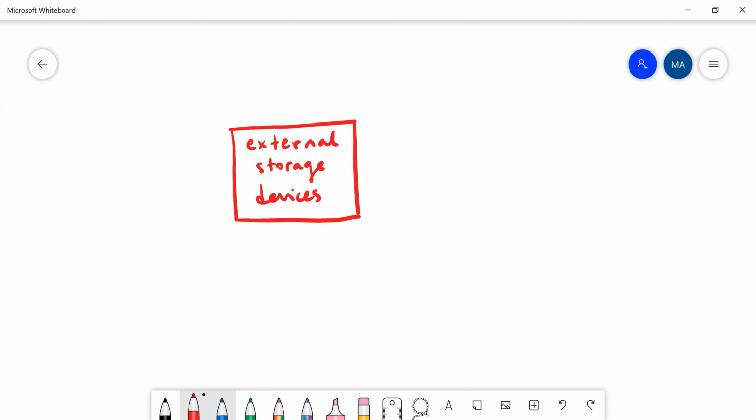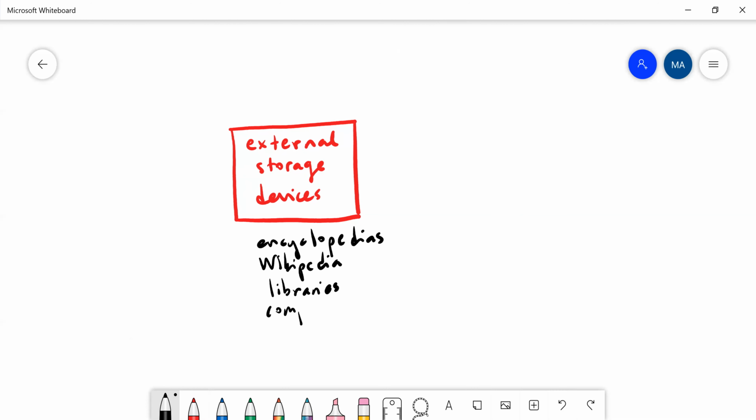So you may imagine that encyclopedias, Wikipedia, libraries in general, computer hard drives are such external storage devices, because basically you can store codified knowledge in such resources, in such storage units. So that's one thing.